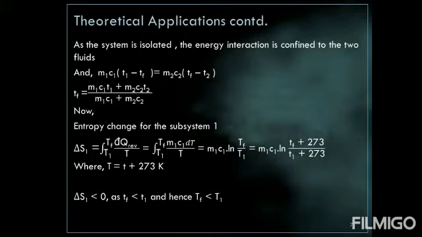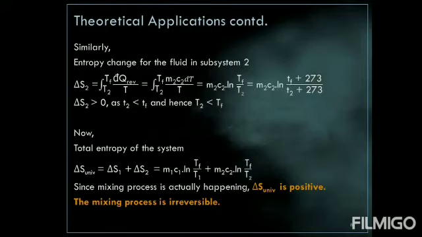Now the entropy change for subsystem 1, delta S1, is given by m1C1 ln(Tf/T1). Here the capital T represents the temperature in Kelvin. Previously the small letter t represented the temperature in Celsius. Now as Tf is less than T1, delta S1 is less than 0, because we know that log(A/B) equals log A minus log B. Similarly, delta S2 is given by m2C2 ln(Tf/T2), and this time delta S2 will be positive as Tf is greater than T2.